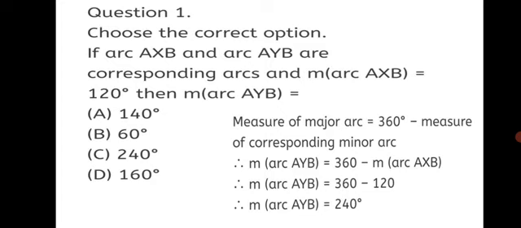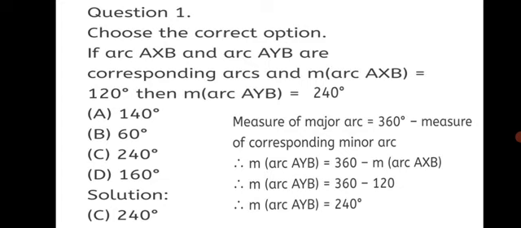So now which is the correct option? Yes, the correct solution is C, 240 degree. Means measurement of arc AYB is equal to 240 degree. So this way you can solve and find out the measure of major arc.